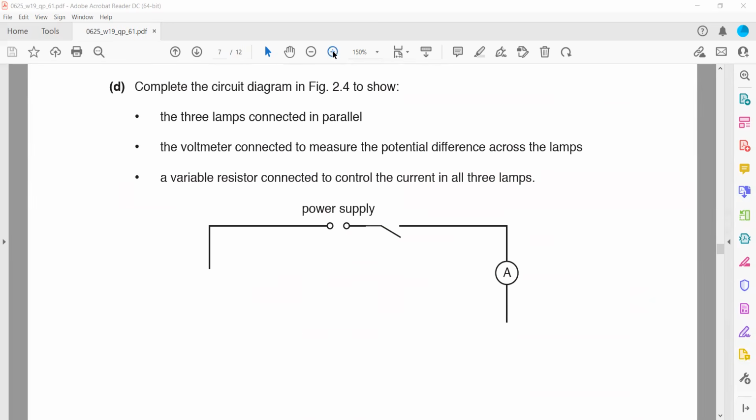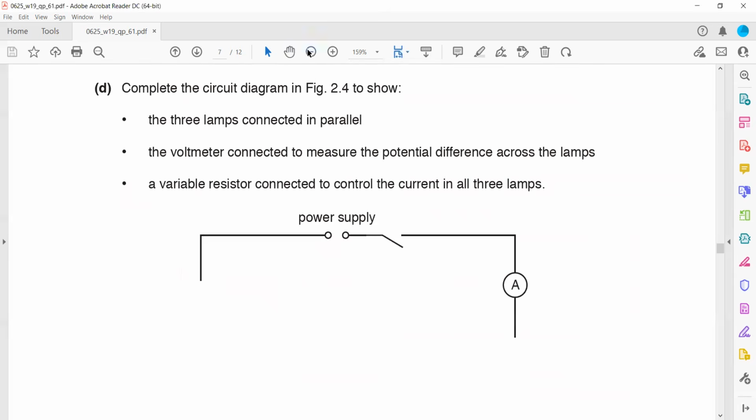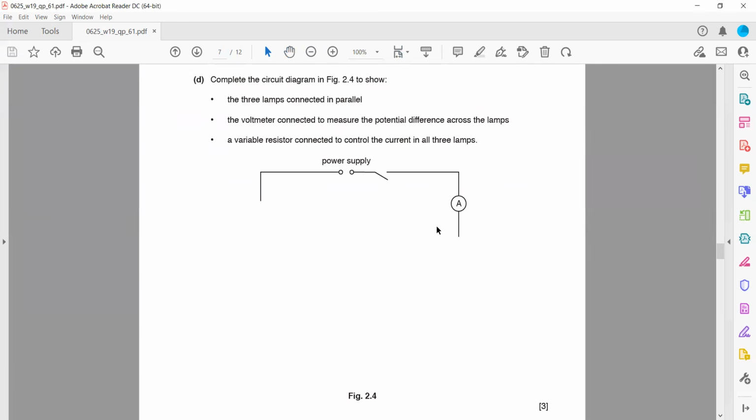Then complete a circuit diagram to show the 3 lamps connected in parallel, a voltmeter to measure the voltage across them, and a variable resistor to control the current in the lamps. Use the screen annotation to draw the circuit. You can use the same diagram or draw on any side, right, left, bottom or top of the screen. Draw the 3 lamps in parallel first, a voltmeter to measure the voltage across them, and a variable resistor to change the current.